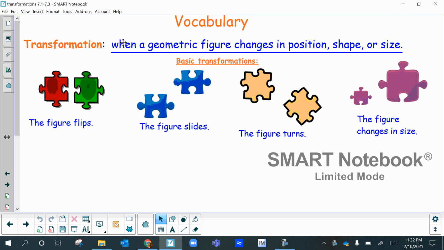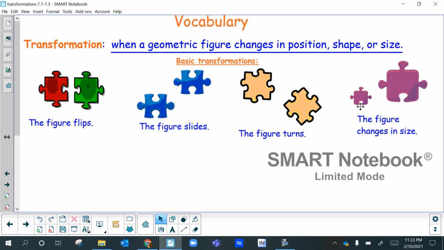You did a little bit of this in middle school. This is when a geometric figure, or really any figure, changes in position, shape, or size. So your basic transformations that we're going to cover are when a figure flips, okay? So in this case right here, this one is flipping over here, or when the figure slides, so this one slid to the right and then up. Or if a figure turns or rotates, so this one turned over here, or vice versa, this one turned this way about this point.